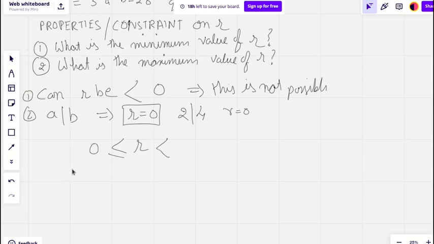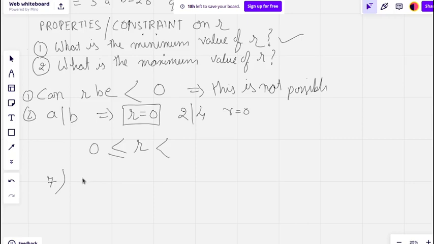So let us see what is the maximum. This is the answer when we pose the question, what is the minimum value of R? The minimum value for R is 0. And now let us try to answer the maximum value of R. Now if you are dividing any number, let's say I am trying to divide 7.